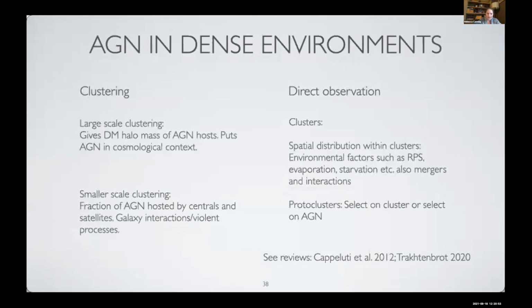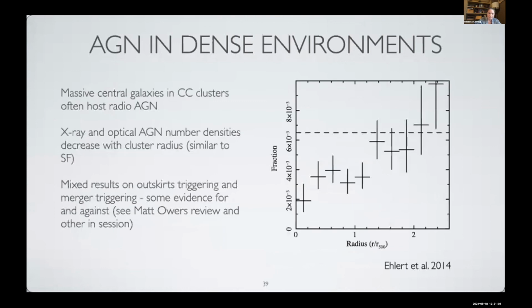So there are many ways we can characterize AGN in dense environments. There's clustering and direct observation. I'm going to concentrate on direct observation and focus on the cluster environment. So there are some things that are fairly firm and some that need more investigation. Massive central galaxies in cool core clusters often host radio AGN. I think that's fairly firm. X-ray and optical AGN number densities tend to decrease with cluster radius in a qualitatively similar way to star formation. I think that at least on the qualitative level can be said quite firmly.